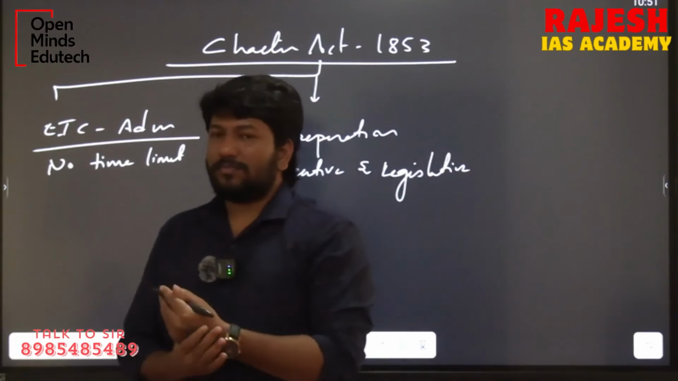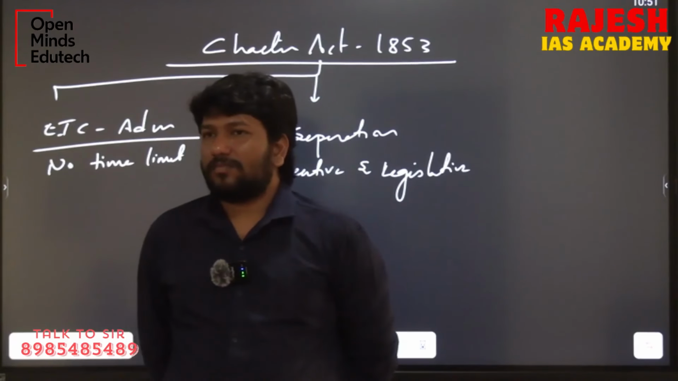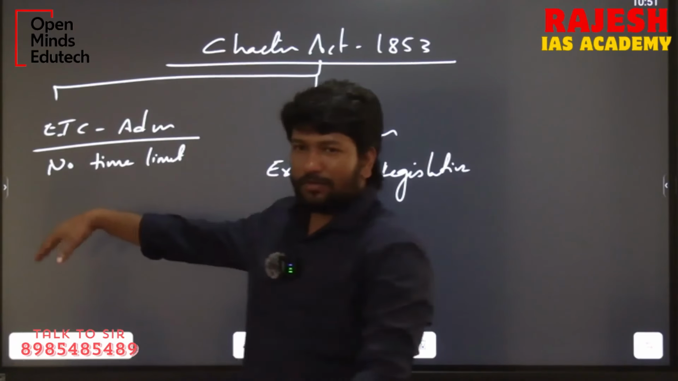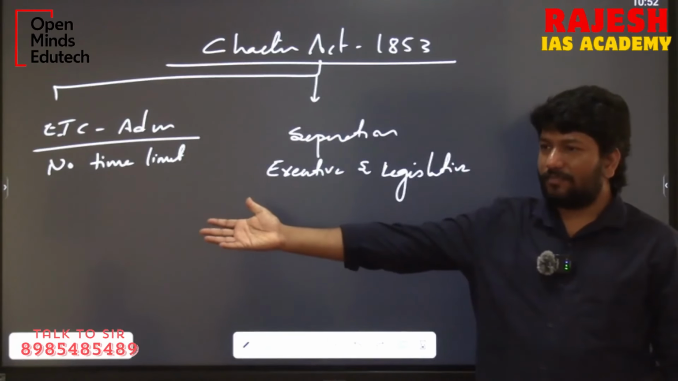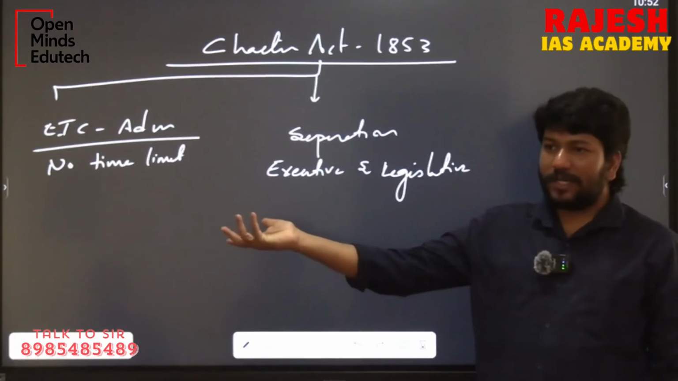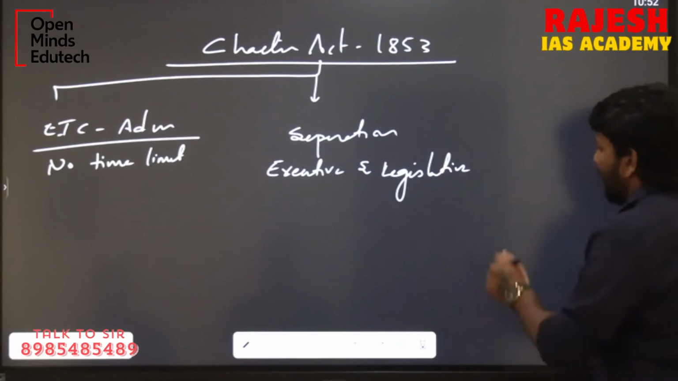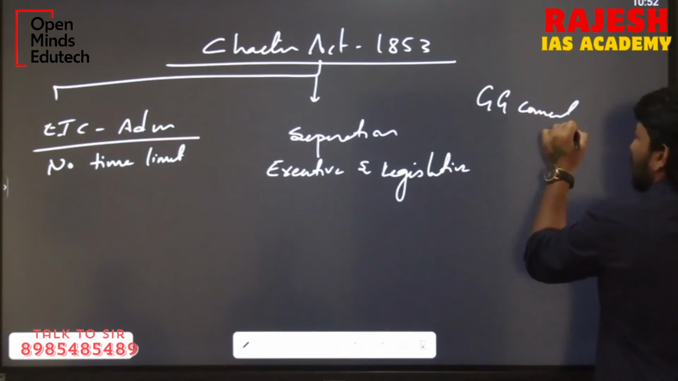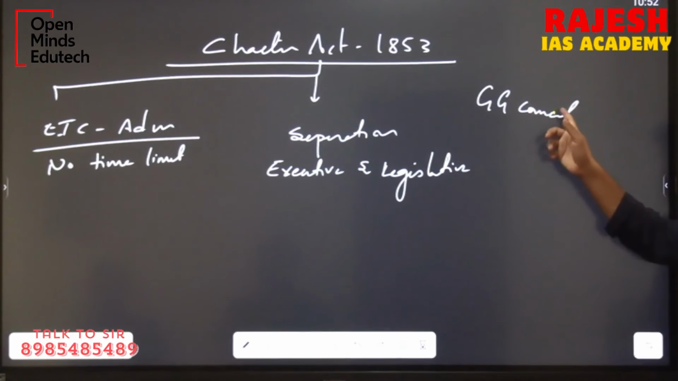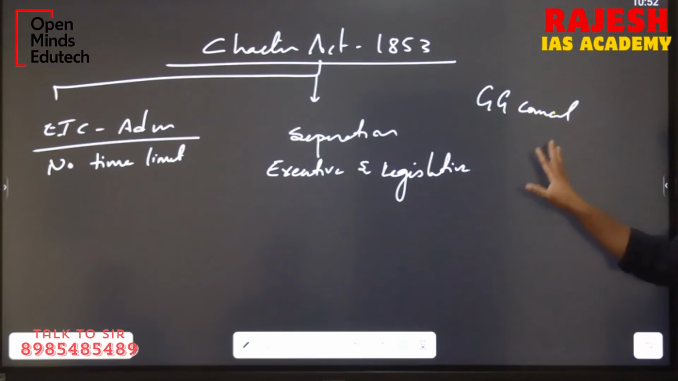Until now, who did both legislative and executive work in India? Governor General and Council only. Who runs the administration in India? Governor General, Council. Who will make laws? They only. Who will enforce their laws? They only, initially, because it is a company.